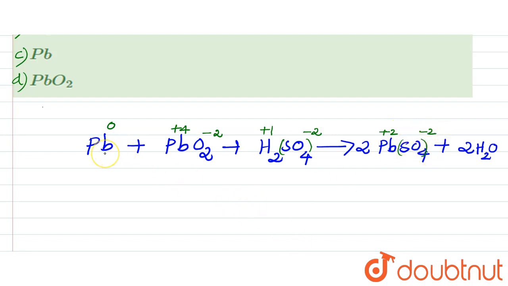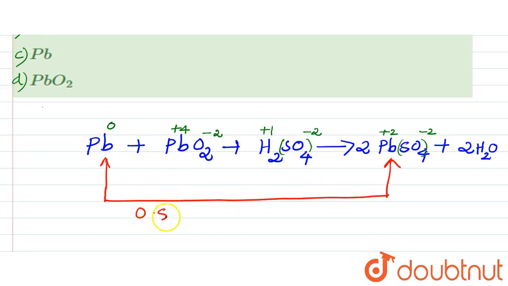And in lead sulfate, lead has plus 2 oxidation state because SO4 is minus 2. So in this equation, we can see that lead has changed its oxidation state from 0 to plus 2. So here the oxidation state increased from 0 to plus 2. That means there is loss of electrons. Loss of electrons is nothing but oxidation.